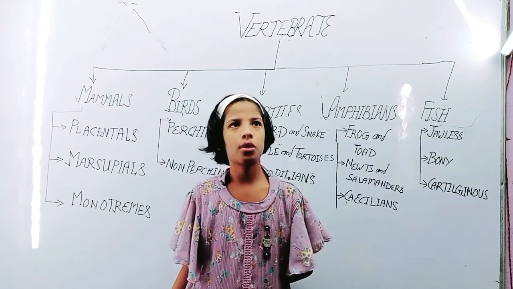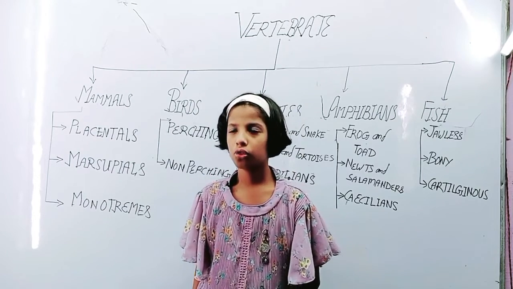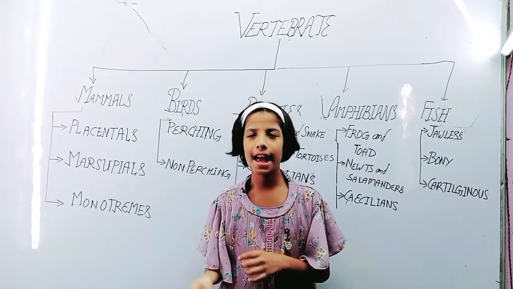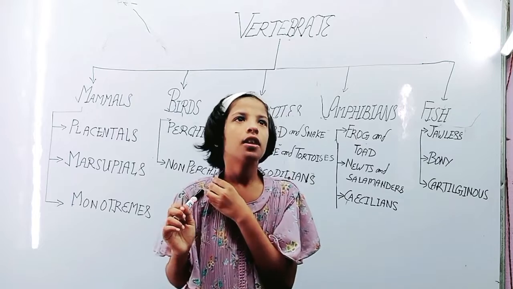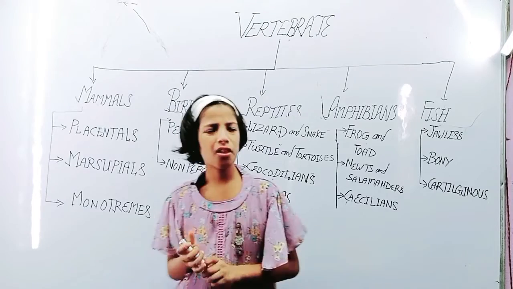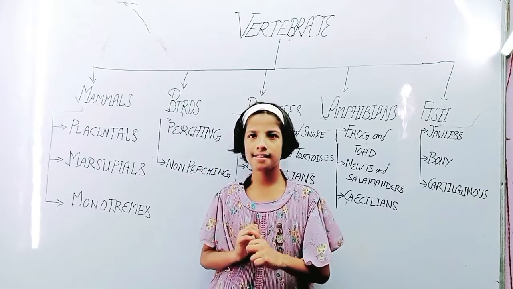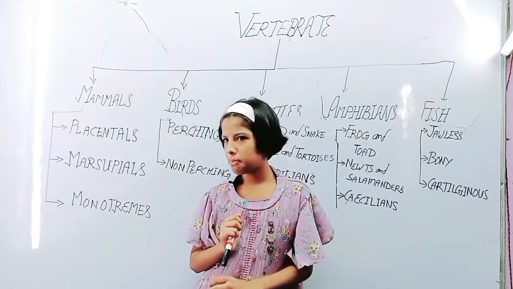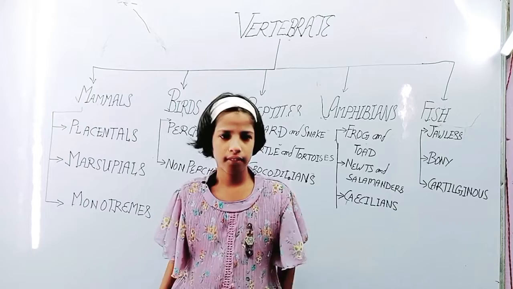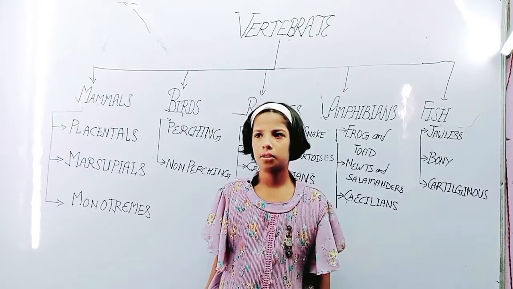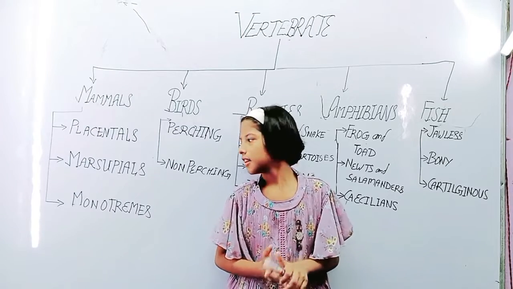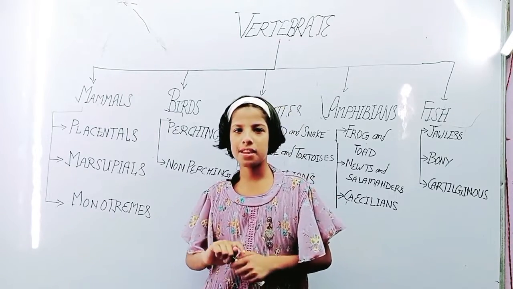Monotremes. Monotremes, on the other hand, do not give birth directly. They give birth by eggs. The examples of placentals are dogs and cats and humans. The marsupials examples are kangaroos, and monotremes are platypuses.